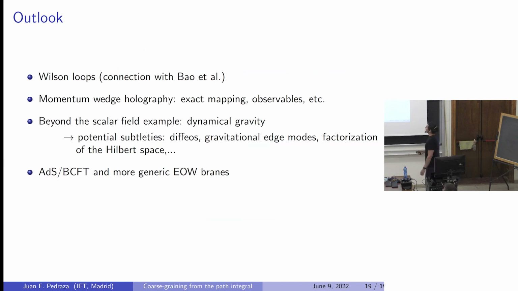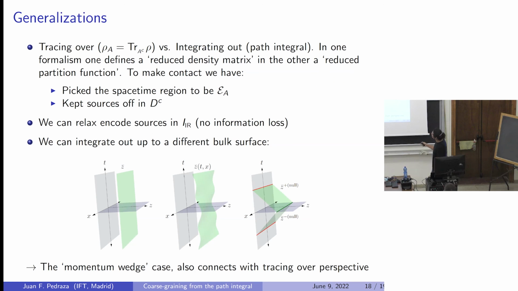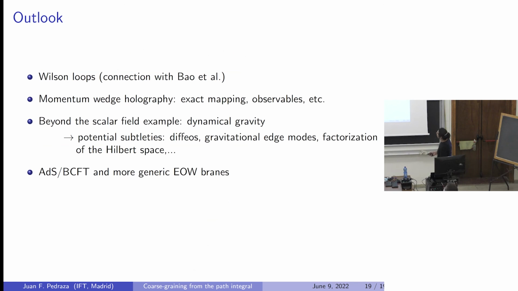Finally, let me mention a couple of ideas that we are still interested in. First is the case of Wilson loops, more specifically to make a connection with this work of Ning Bao and company that I was mentioning. Second is to explore in more detail this last example that I pointed out, where instead of having a wedge associated to a spatial region, you have a wedge associated to a momentum region. It's not clear that you can define it, so it's an open question if this makes sense or not.